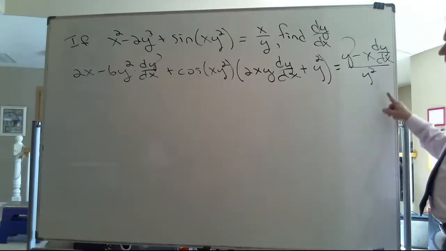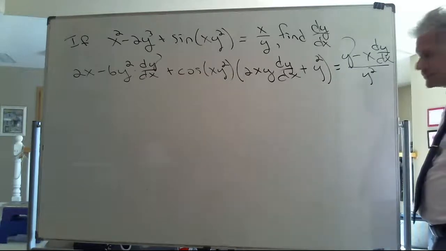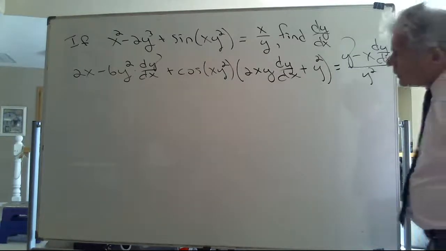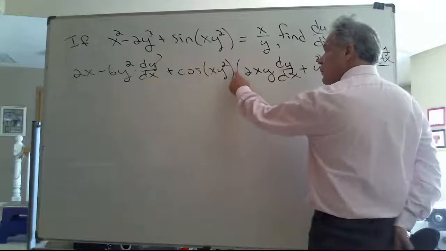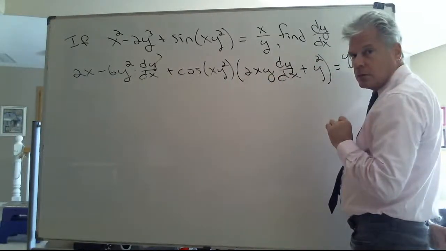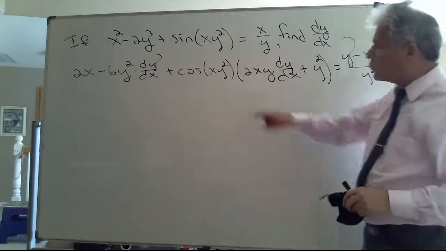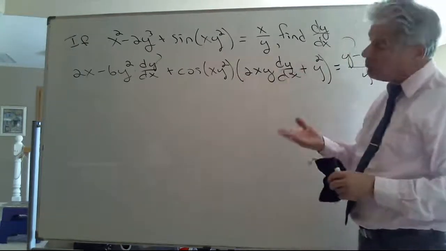Let's see. Number one, I don't like the fact that I've got fractions. I'll get rid of them. I'll multiply both sides by y squared. And do you mind if I simultaneously distribute this multiplication over the addition so I can see which terms involve dy/dx? So in both multiplying both sides by y squared and distributing this multiplication over that addition, here's what I got.